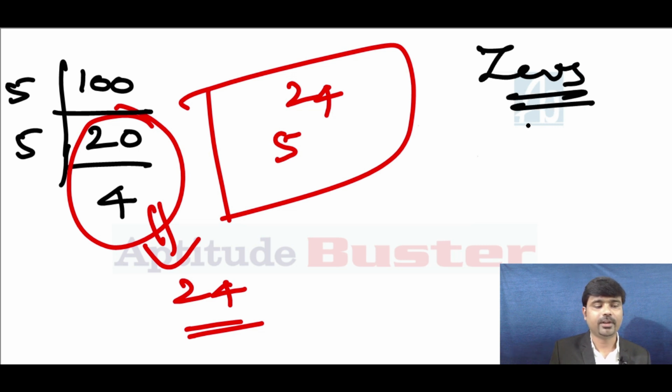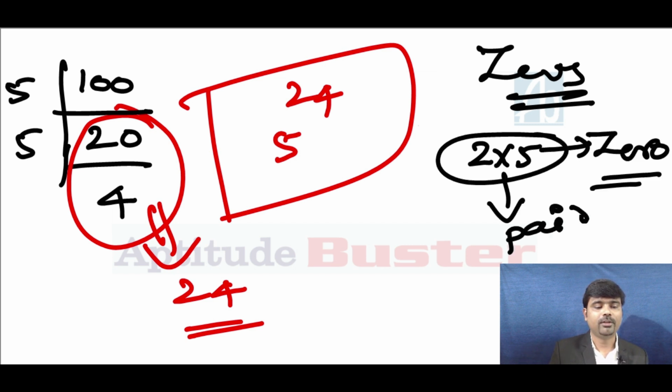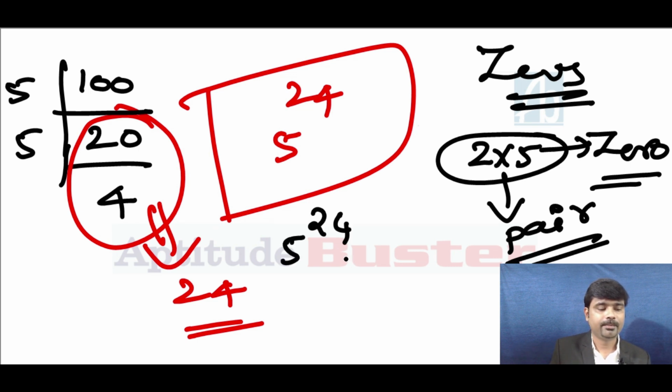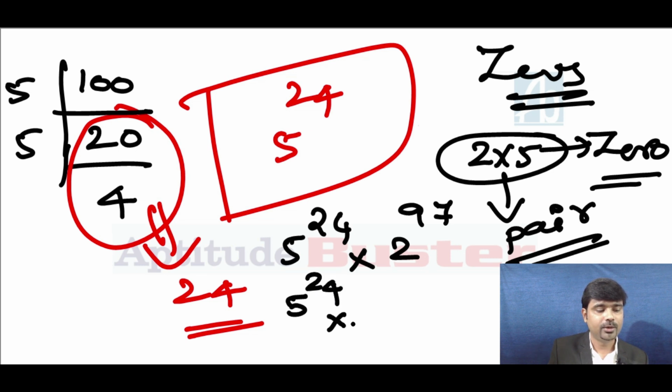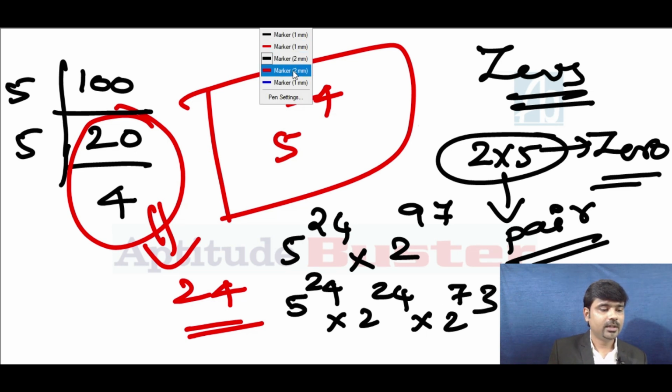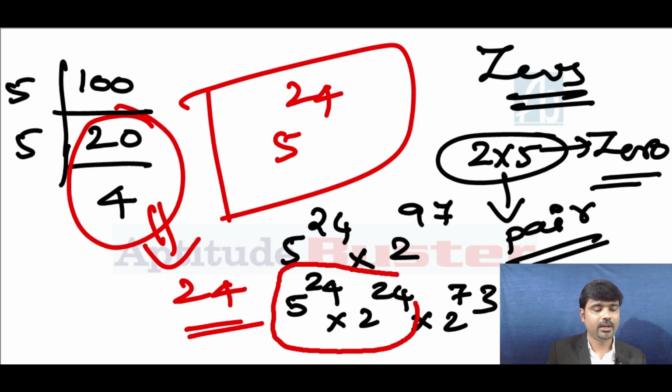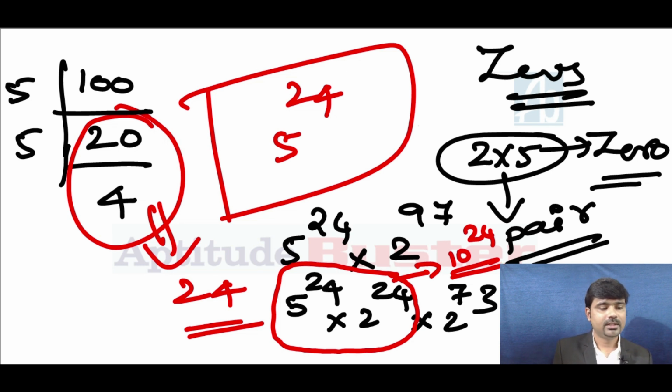How many zeros are there in 100 factorial? We know 2 and 5 only make zeros. The pair of 2 and 5 only makes zeros. Here we know 5 power 24, the maximum number of 5s in 100 factorial is 24. 2 power 97. Here 5 power 24 into 2 power 24 into 2 power 73. In this, 5 power 24 and 2 power 24 give 10 power 24. That is, the maximum number of zeros in 100 factorial is 24. The same way you can find the answer for any such question.